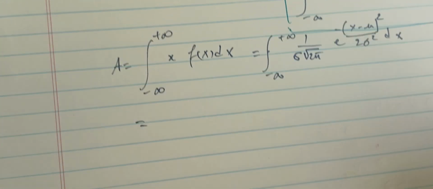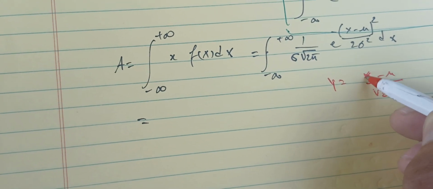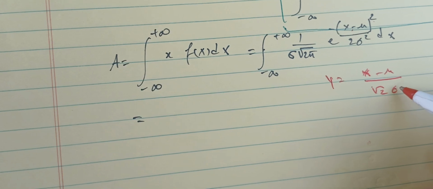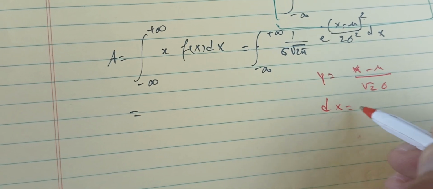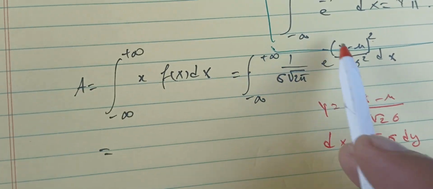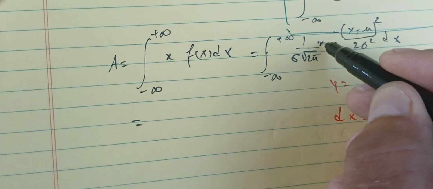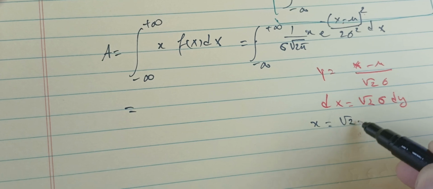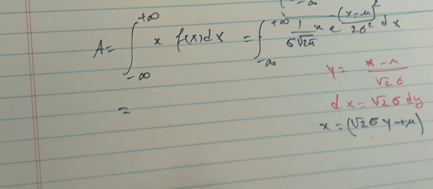In fact, we're going to use y as (x minus mu) over square root of 2 sigma. I had to use the square root because when I square, I get rid of the square root and I have sigma squared. Here, I have y and I need dx. dx is going to be square root of 2 times sigma dy. The bounds won't change. And I think I missed x. I need x here, and x is going to be square root of 2 sigma times y plus mu. Having all this information, we can proceed now.